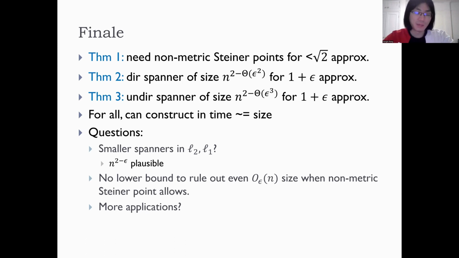Are there any smaller spanners in Hamming spaces or Euclidean spaces? It seems that n to the 2 minus epsilon is possible because all the applications of locality-sensitive hashing have only 1 epsilon instead of 2 epsilons. Also, do we have lower bounds to rule out even slightly larger than linear size when non-metric standard points are allowed? It seems that non-metric standard points are powerful, but it's also hard to analyze. And do we have more applications of our spanner construction?